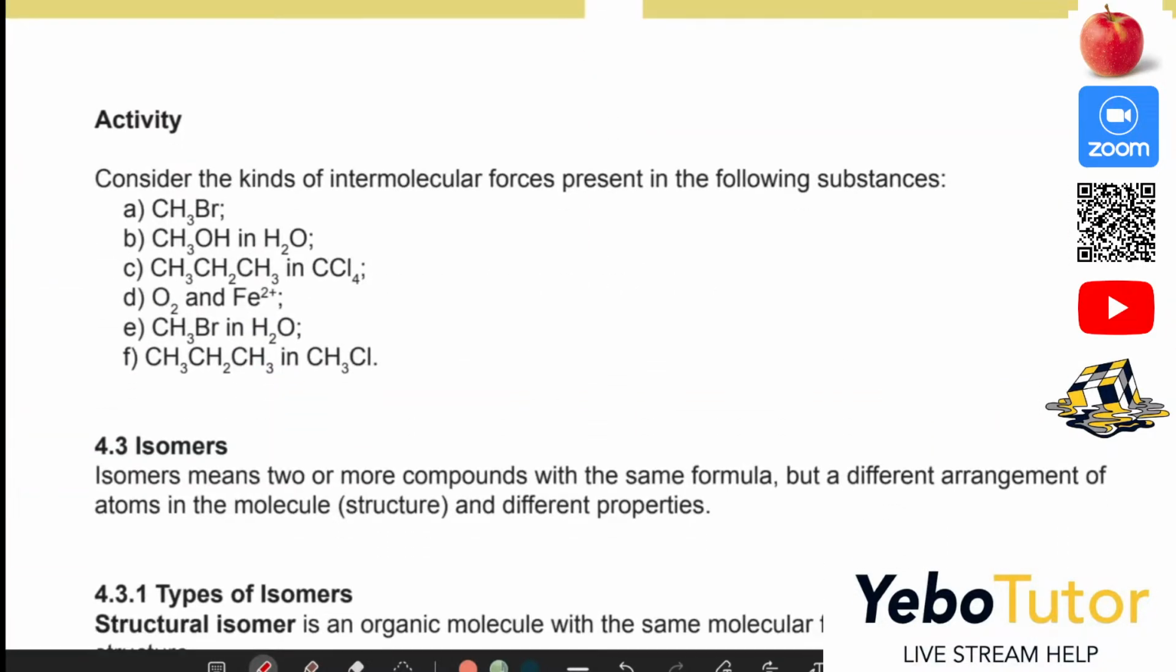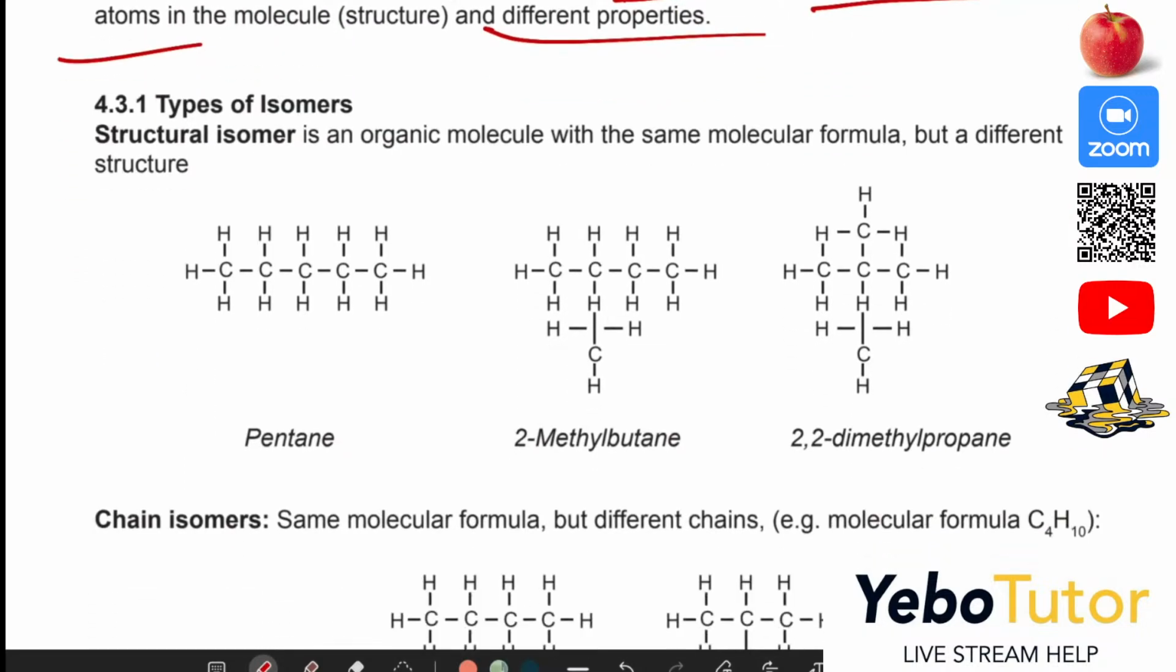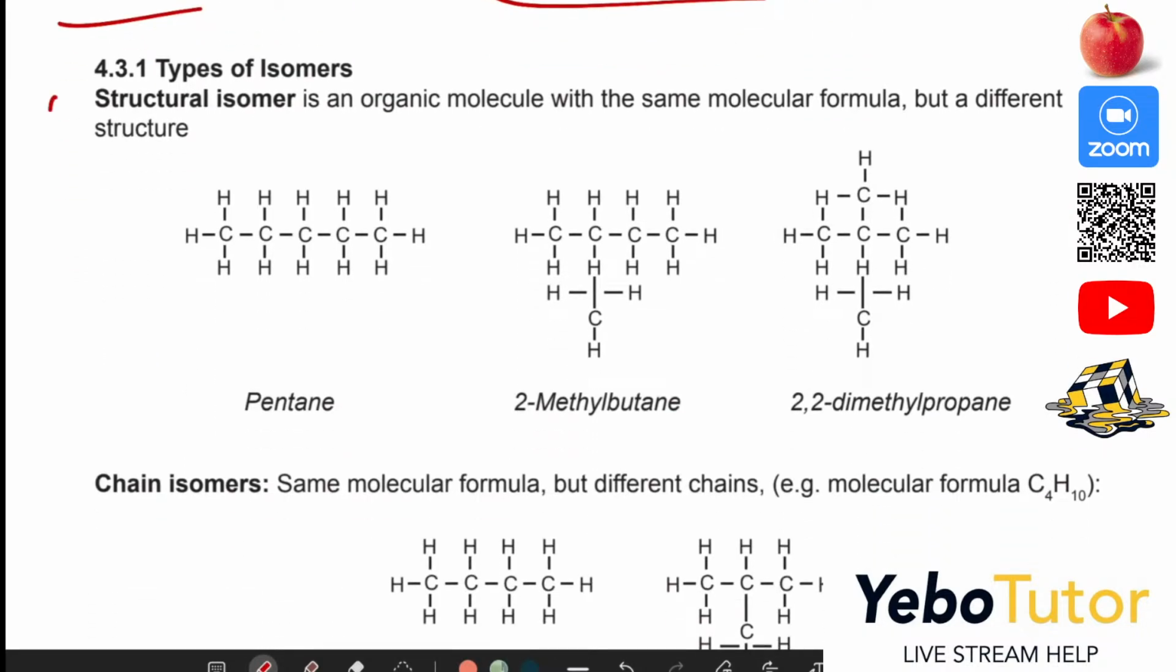Now, we have isomers, so we need to understand the definition of isomers. Isomers are two or more compounds with the same formula but a different arrangement of atoms. They have the same formula, but the way they are arranged is different. The arrangement of the atoms in the molecules, or the structure, is totally different, and thus they will have different properties.